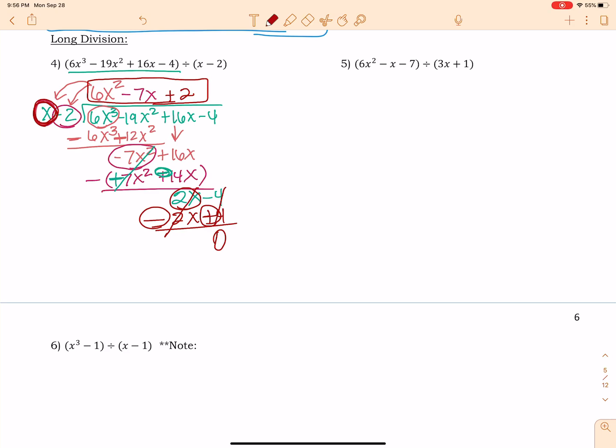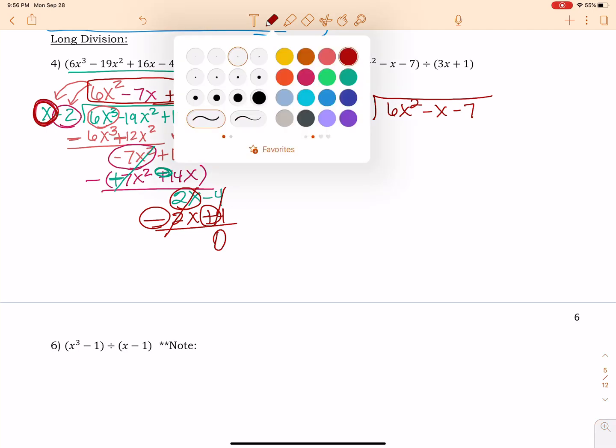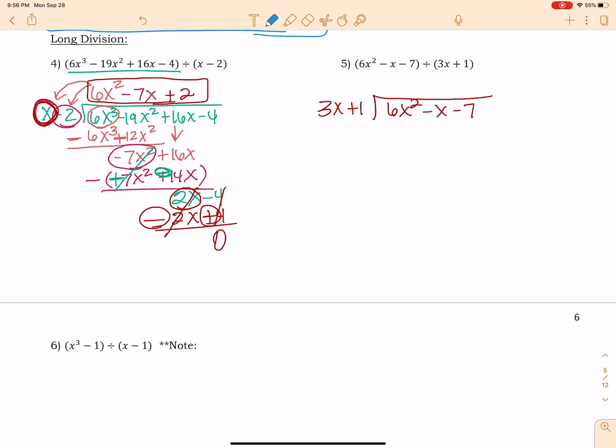All right, now we're going to switch to number 5. We're going to do it the same exact way. I'm dividing 6x squared minus x minus 7 by 3x plus 1. So when I do this, I am going to again start with my first terms, 3x and 6x squared.